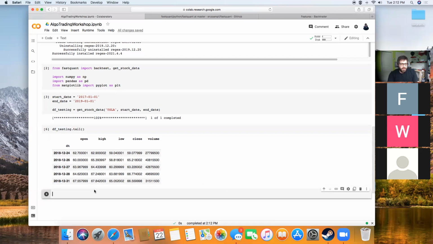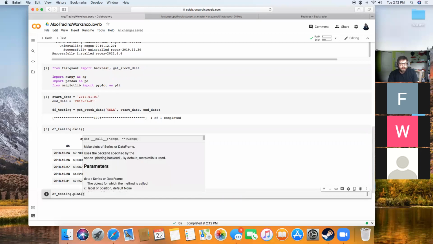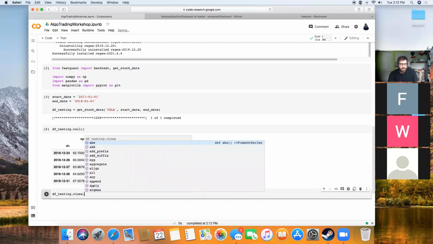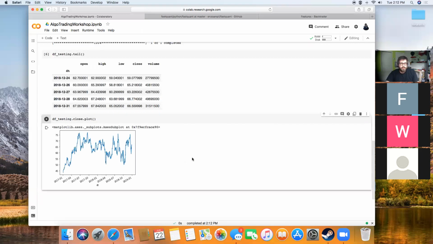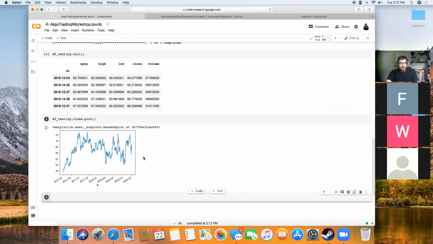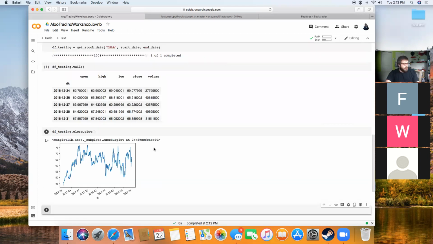If we want to plot the data, I can even specify just the close column. Plot. So this is how it looks, which is very difficult to predict. If you have any questions while I'm going, just stop me at any point.